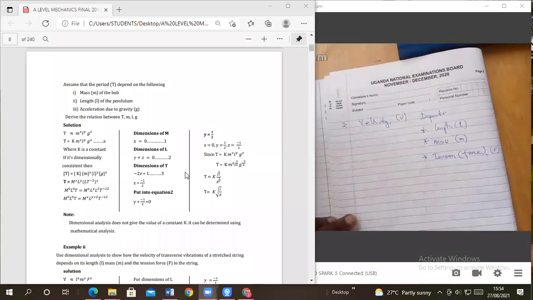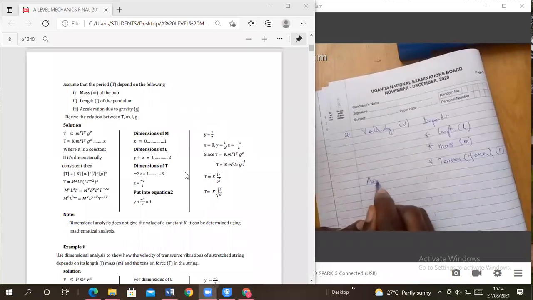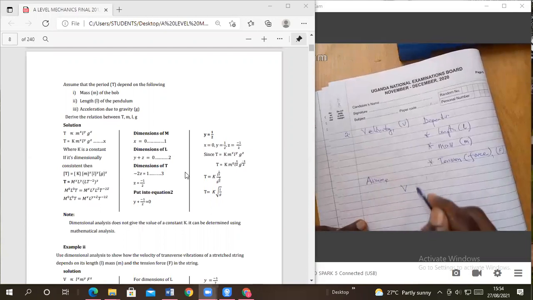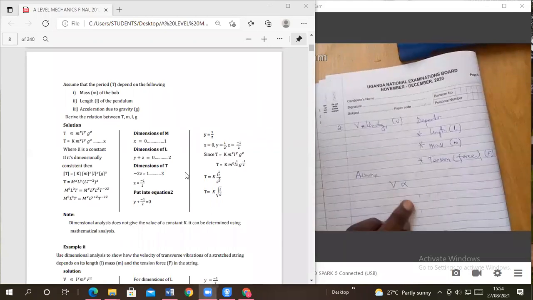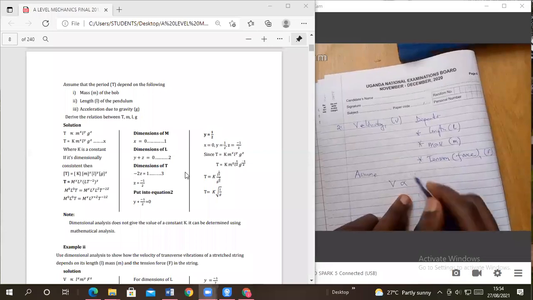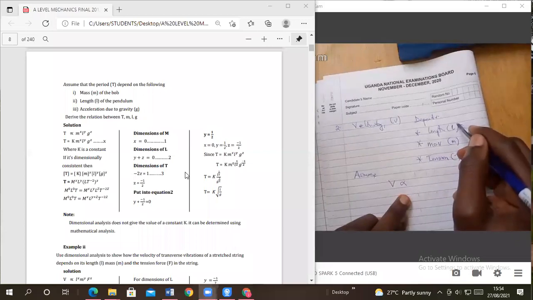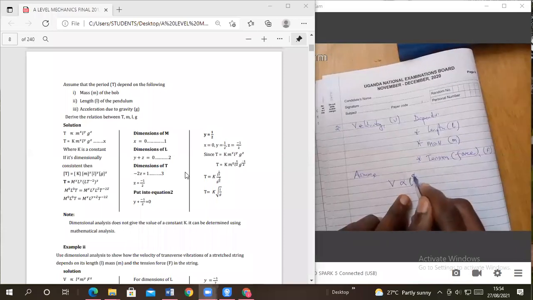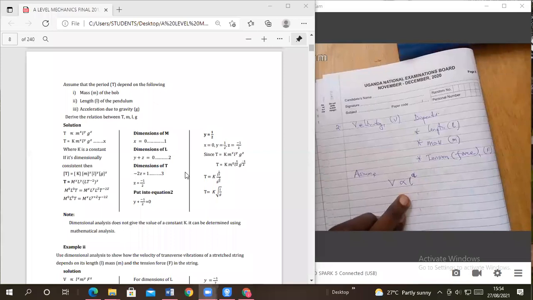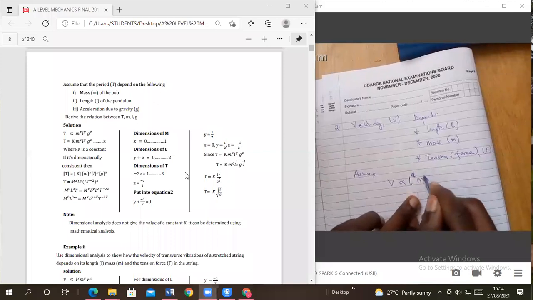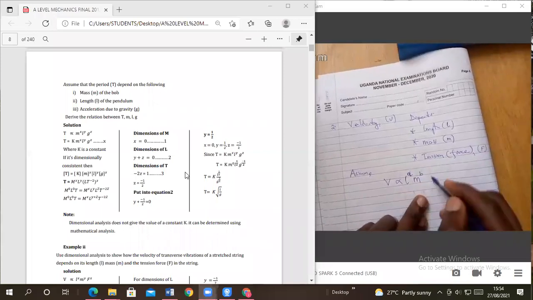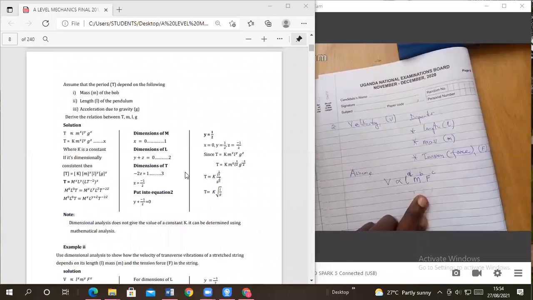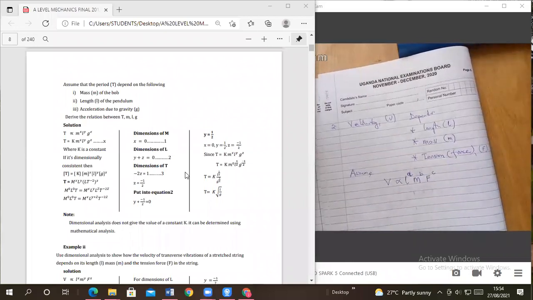So like I've said, we first assume that the velocity V is directly proportional to, and now we give powers to each of them. It depends on L, which we shall give the power A. Then M to the power B. Then F to the power C.